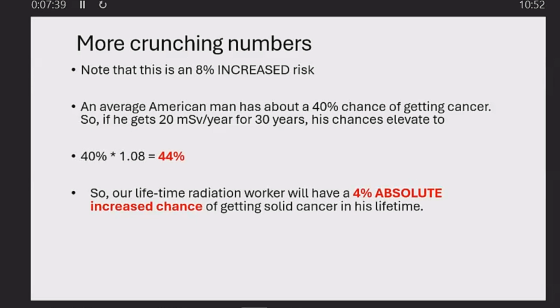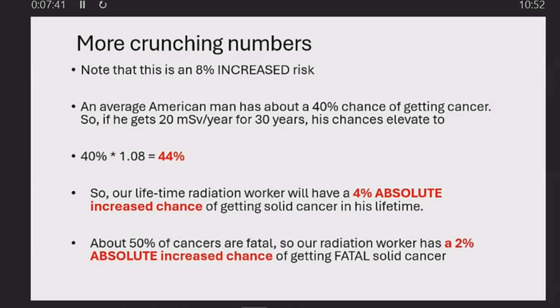And you can carry it even further. About 50% of cancers are fatal. About 50% live. So our radiation worker has about a 2% absolute increased chance of getting fatal solid cancer.